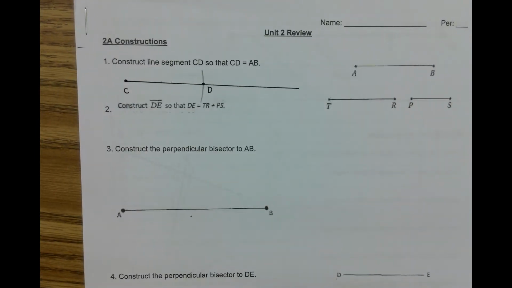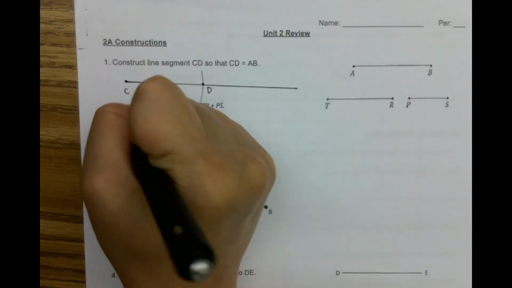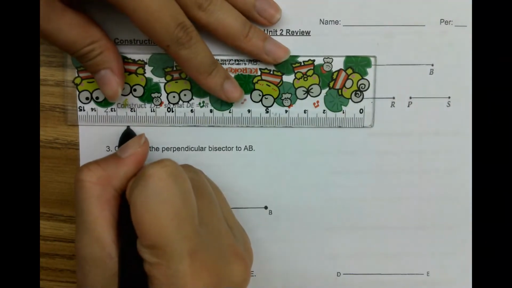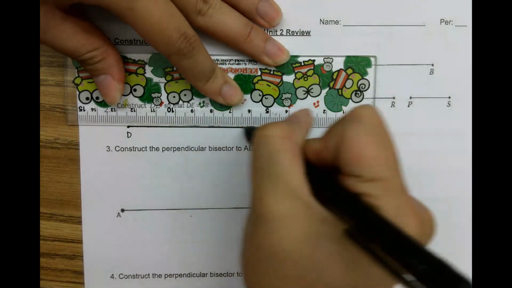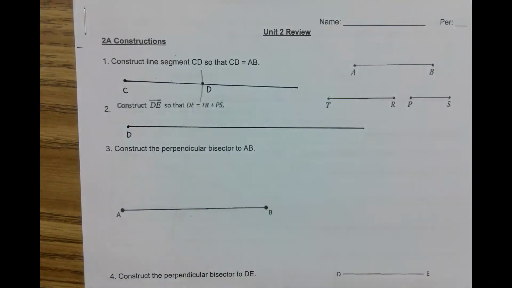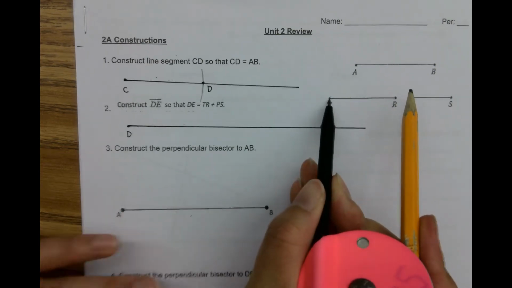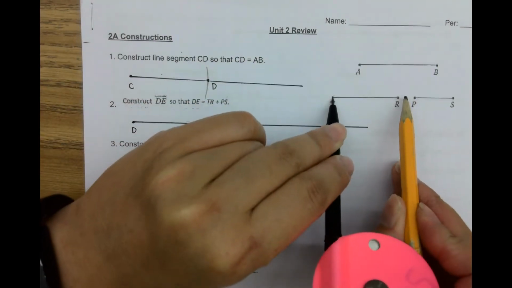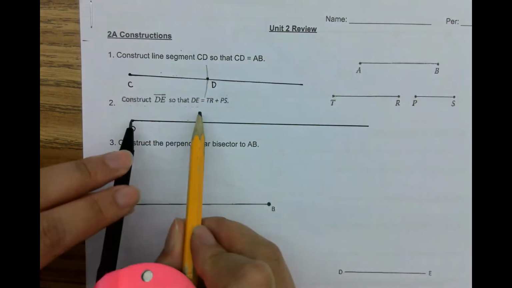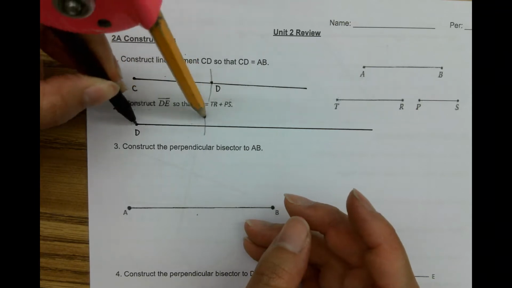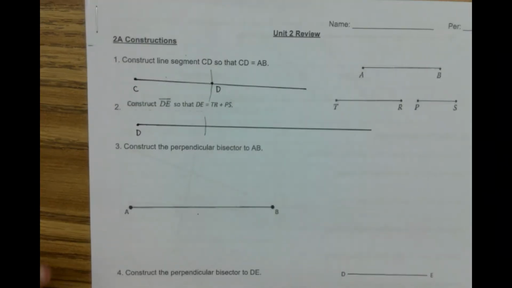So here I'm going to construct DE. Okay, so let me put a point for D to be. Let me draw my line. And what we know about DE is that it consists of TR plus PS. So I'm going to start by measuring TR. So TR is here. Then I'm going to cross it. So here's TR. It's not just TR, but it is also PS.